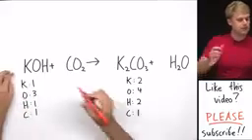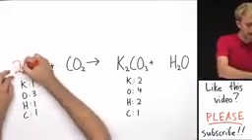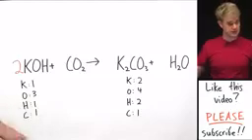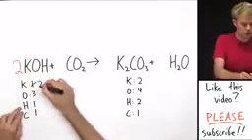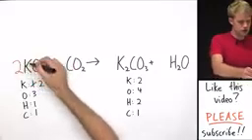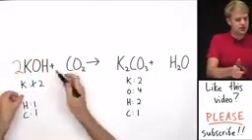So the first thing I'm going to do is put a 2 in front of this KOH, and let's see what that does. Okay, the first thing that's going to do is give me 2 instead of 1 potassiums, because I have the 2 times K. Now for oxygens, let's look at how it's going to change that.